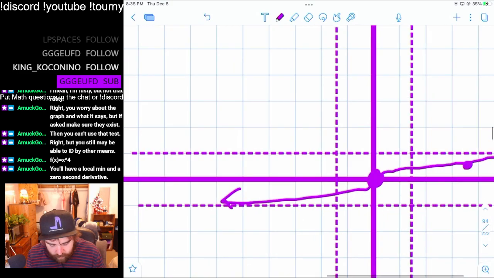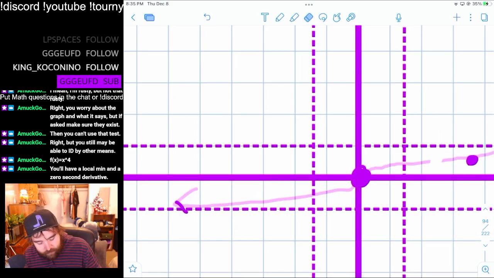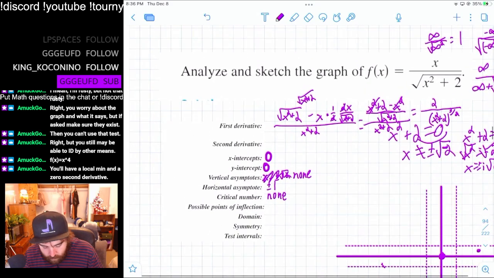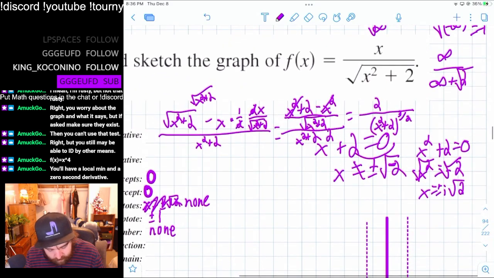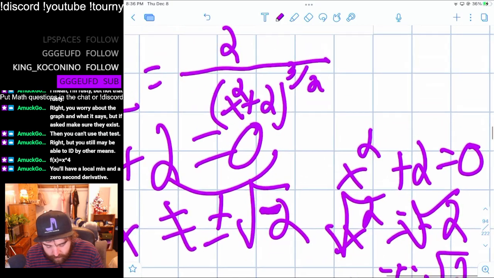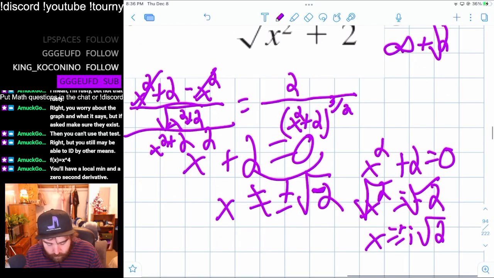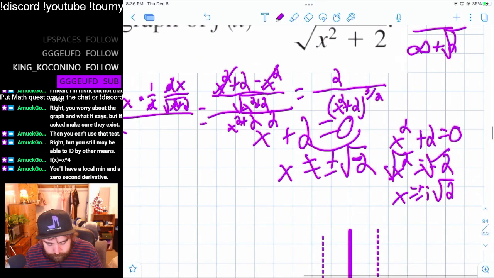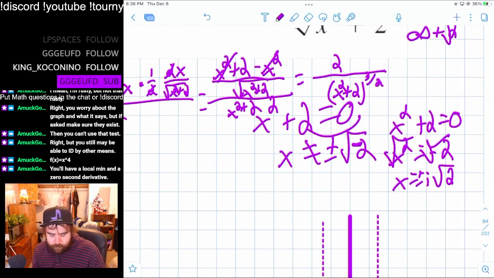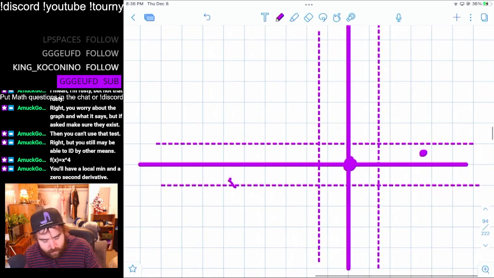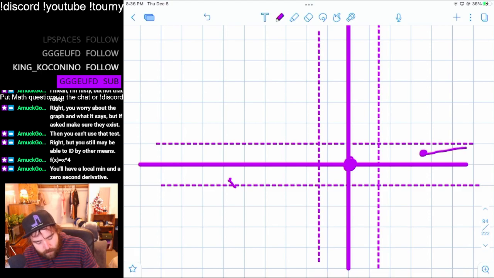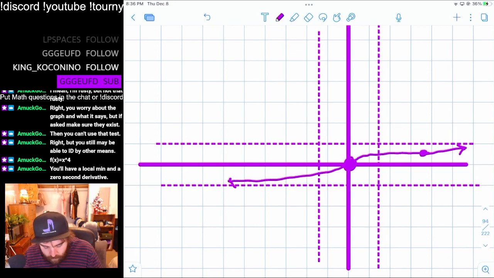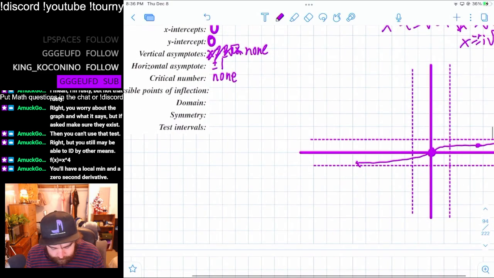Is the derivative undefined at x equals 0? Does it flatten out at x equals 0? Let's see. If we plug in x equals 0 into the first derivative, it shouldn't flatten out. It should be like 1/2, I guess. Or, no, 1 over root 2. So it's not going to flatten out. It's just going to come here and be like that. Now, points of inflection.